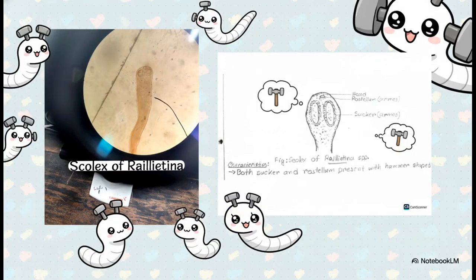Let's see how this structure builds with Raillietina. Both the rostellum and the suckers on this parasite are armed. When you sketch Raillietina, abstract those distinct hooks into tiny blunt hammer shapes. It gives the head a very distinct, almost heavily textured appearance compared to Taenia.